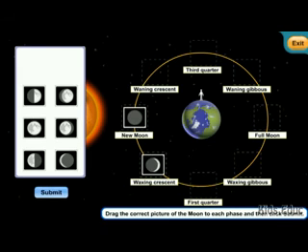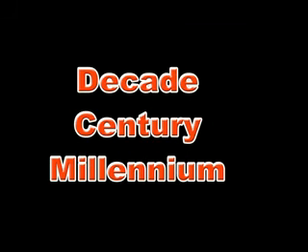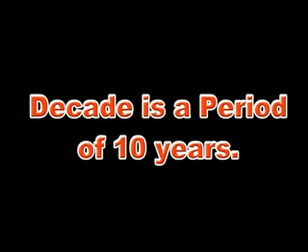As a result, the months of the lunar calendar systematically shift about 11 days forward each year with respect to the months of the solar calendar. Now I am going to tell you the difference between a decade, a century, and a millennium. A decade is a period of 10 years. When we talk about 2 decades, we mean 20 years, and so on.